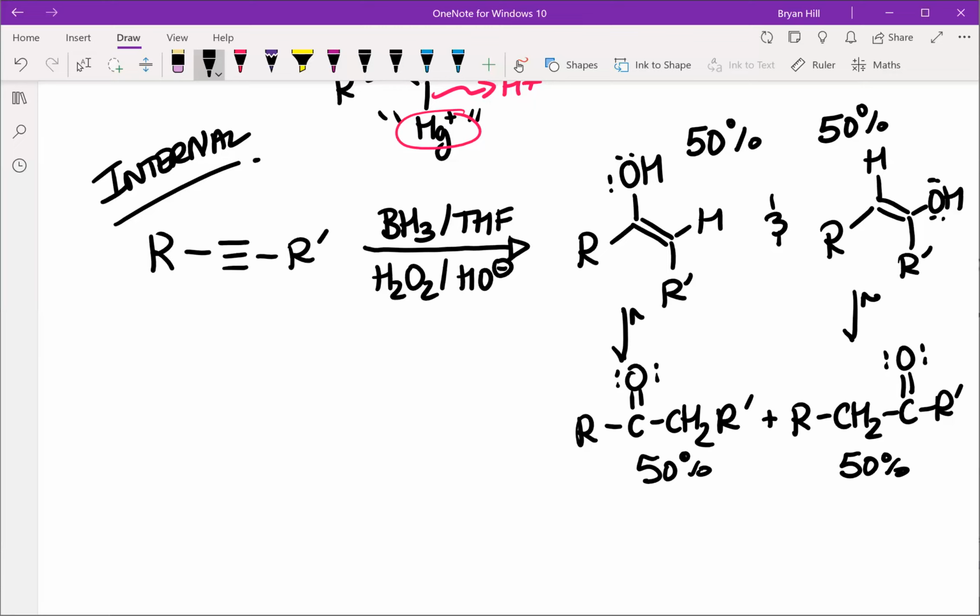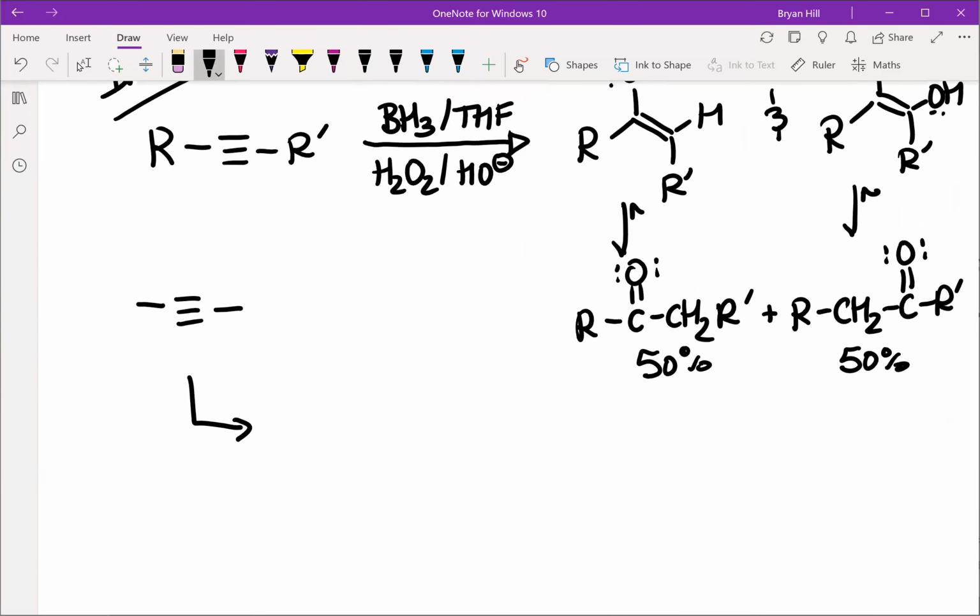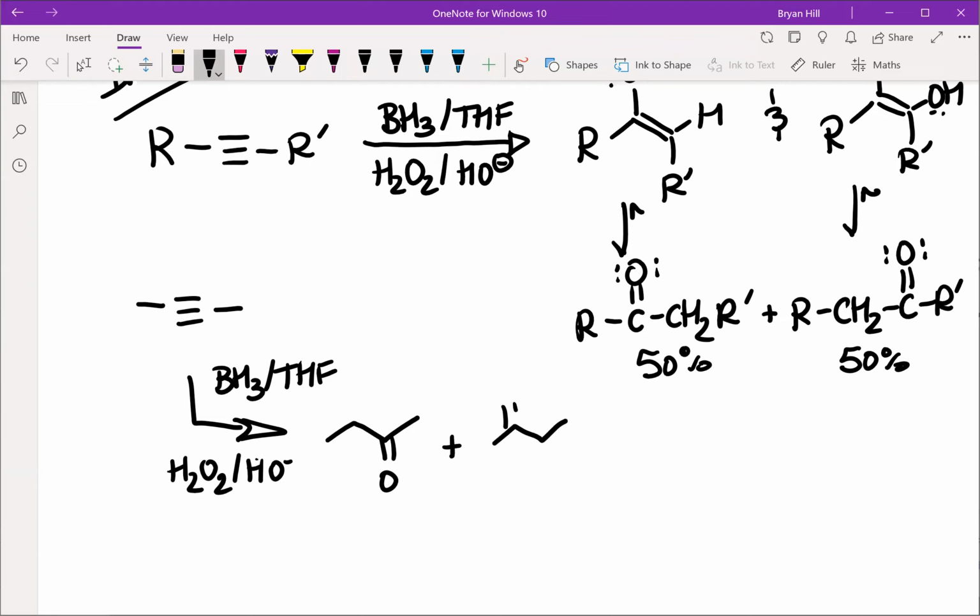So if you had, say, this, and you did this reaction, that's fine, because what you're going to end up with is the same thing. These are the same. So that works fine. But if it's asymmetric, if it's not symmetric, then this reaction isn't particularly useful. So just keep that in mind.